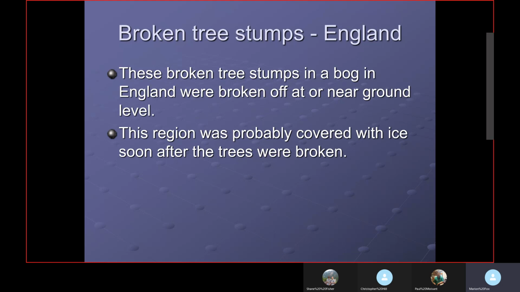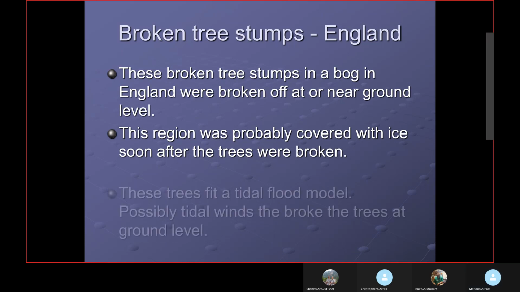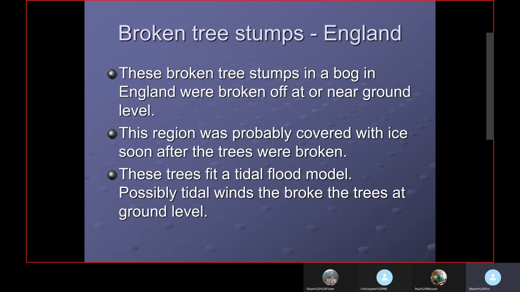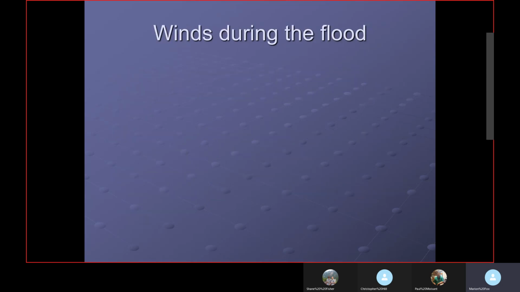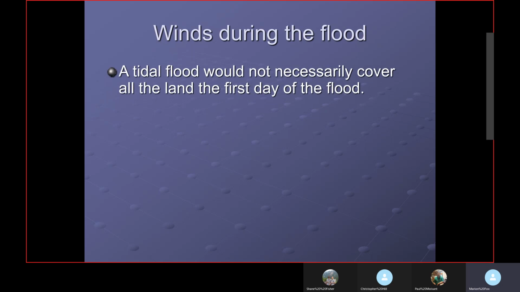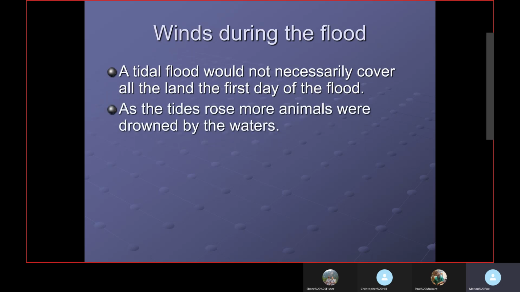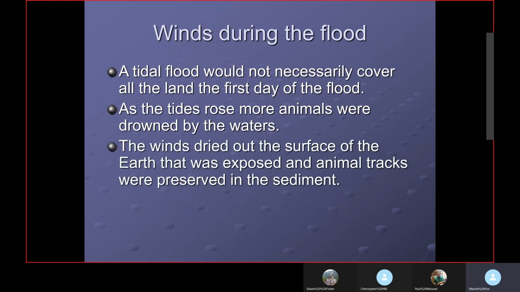This region, I think, was probably covered with ice soon after the trees were broken. And these trees fit a tidal flood model, possibly tidal winds that broke the trees at ground level. High winds, 150 mile per hour winds would do it, definitely break trees off at the ground level. A tidal flood would not necessarily cover all the land on the first day of the flood. As the tides rose, more animals were drowned by the waters. The winds dried out the surface of the earth that was exposed.